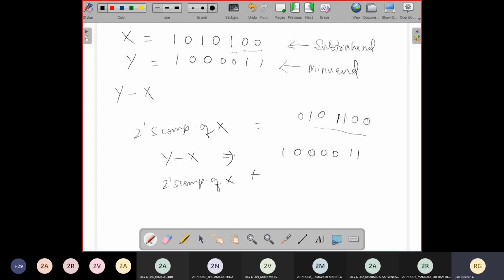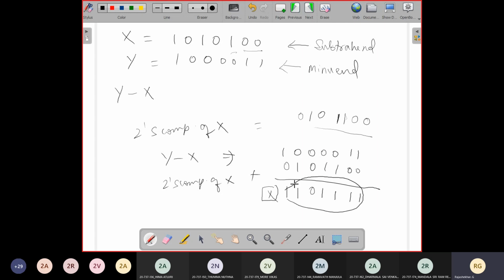2's complement of x is this value. So 0, 1, 0, 1, 1, 0. You are adding this. So what will be the result of the operation? 1, 1, 1, 1, 0, 1, 1. So is there a carry generated? No, there is no carry. So what will be the answer? Is this the answer? No.